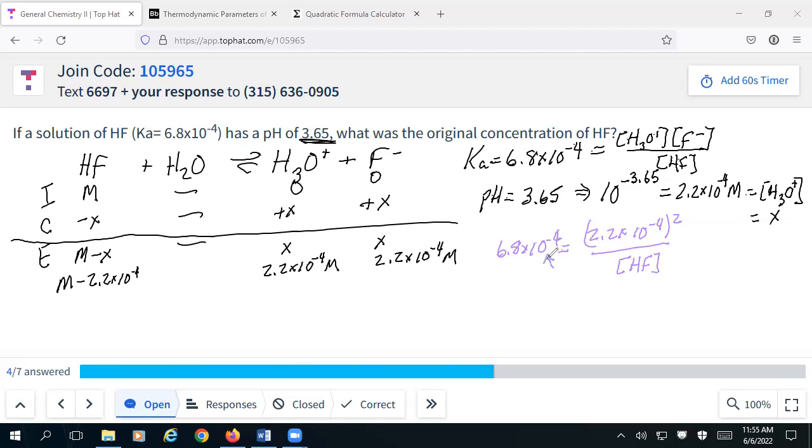So algebraically, let's switch the Ka and the HF. HF is equal to 2.2 times 10 to the negative fourth squared divided by 6.8 times 10 to the negative fourth, which would give, to two significant figures, 7.1 times 10 to the negative fifth molar as the concentration of HF.